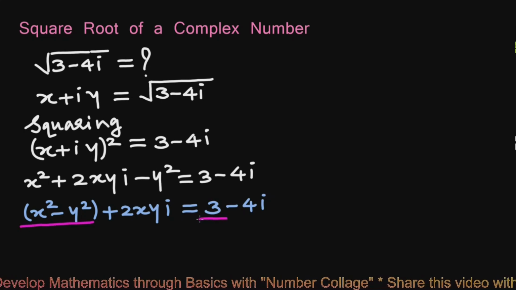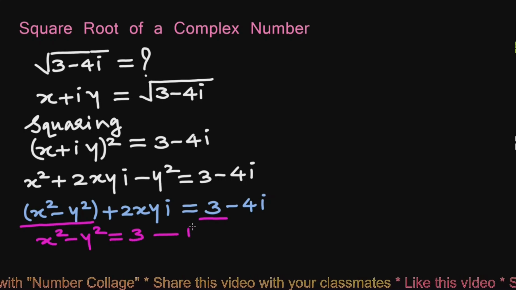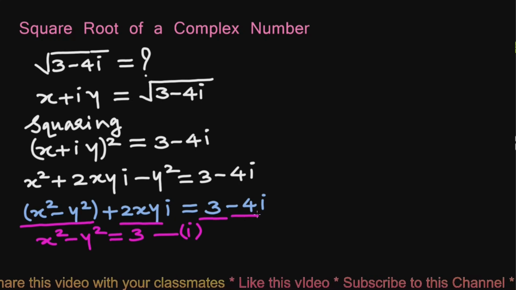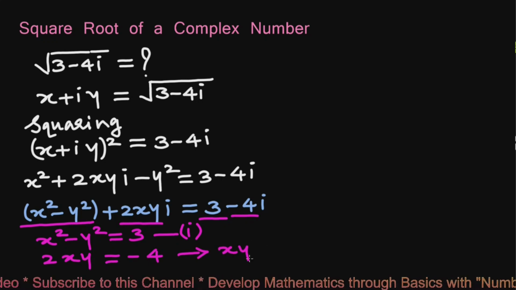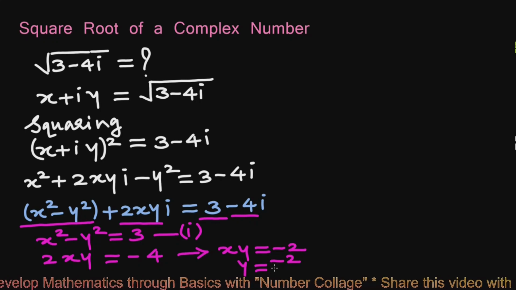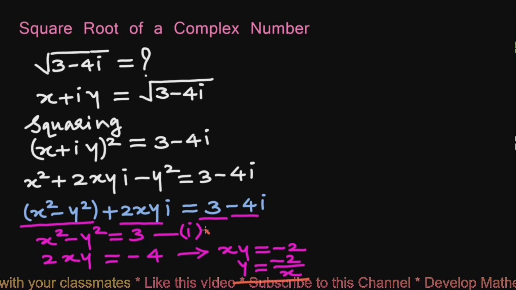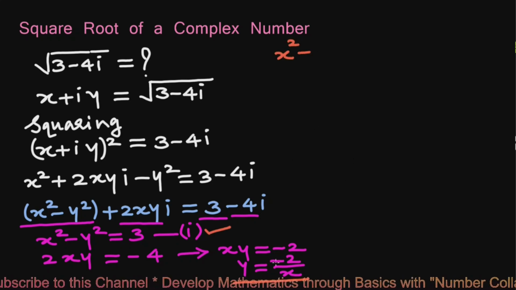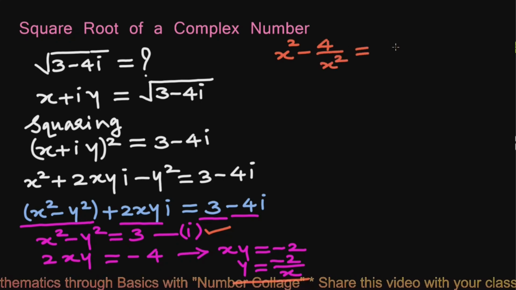Equating the real parts, x square minus y square equals 3. We name this 1. Equating the imaginary parts, 2xy equals minus 4, that gives xy equals minus 2 or y equals minus 2 by x. Now we will use this value of y in equation 1 and write x square minus square of minus 2 upon x, which will be 4 upon x square, that equals 3.